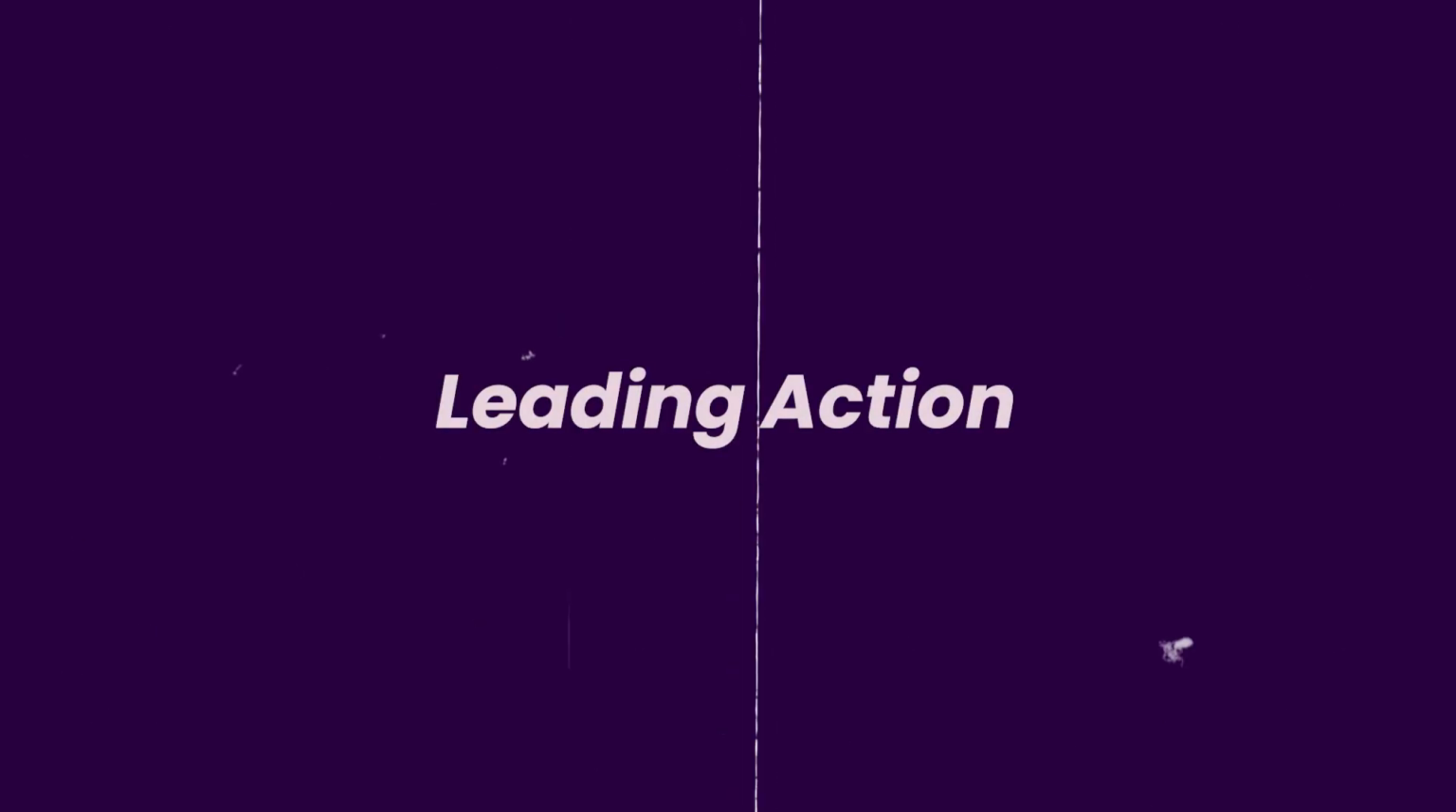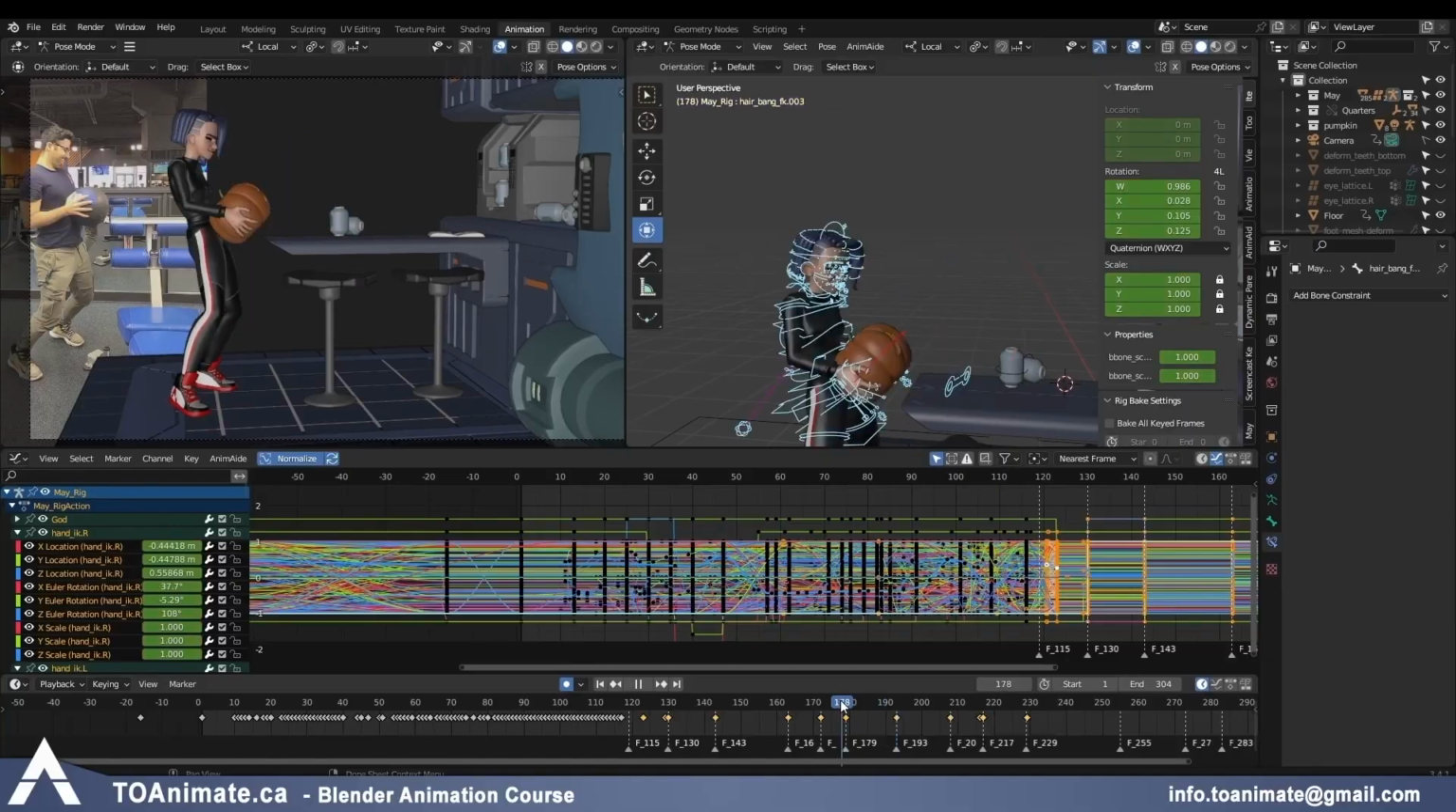Things like timing, spacing, arcs, overshoots, settles, leading action, and drag should all be in there before you go into spline. The spline stage is for tightening your existing work and making things look a little bit better. It's not for you to start new ideas and make major changes. That's for the blocking stage.